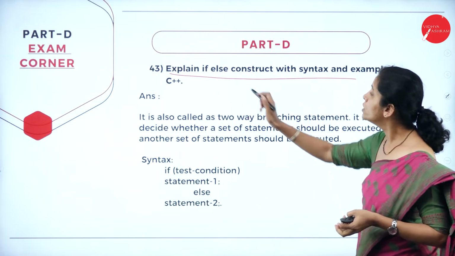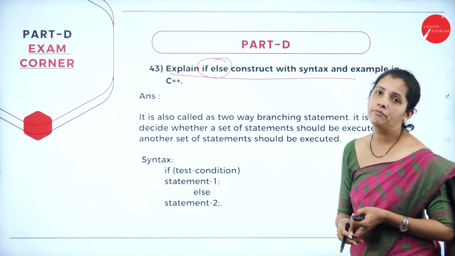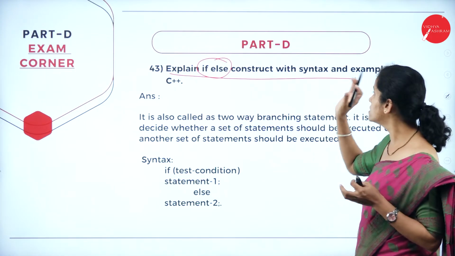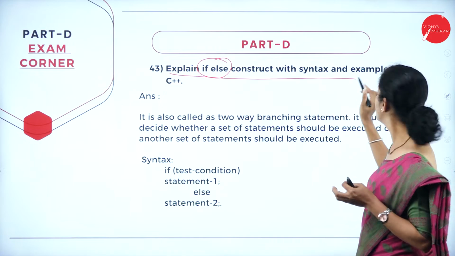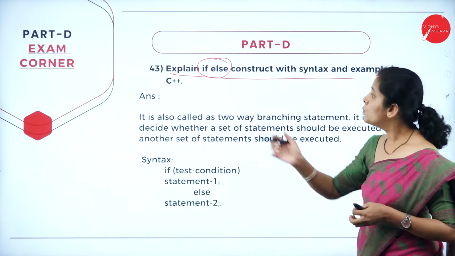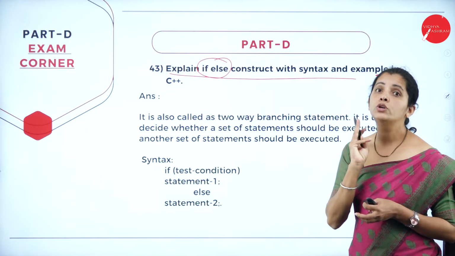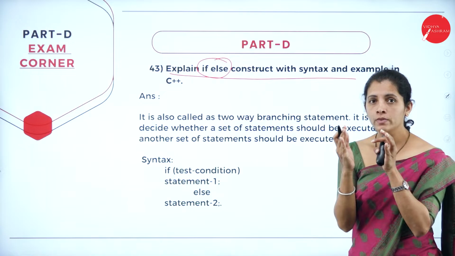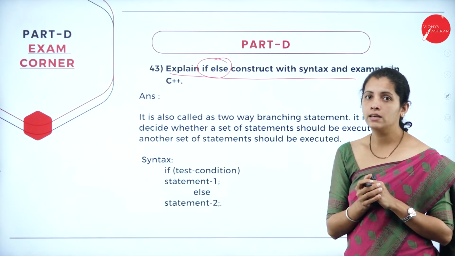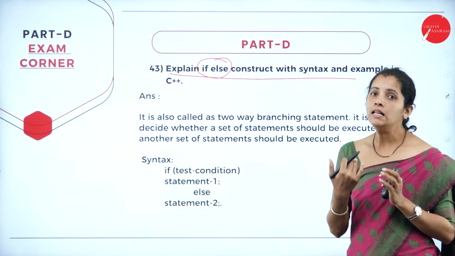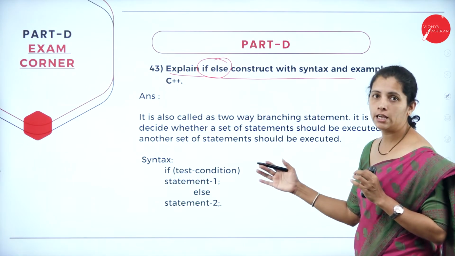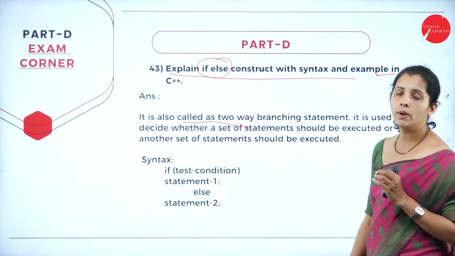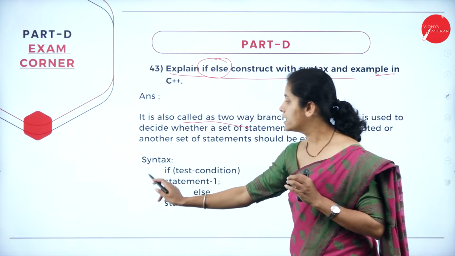Now, I want to use the if else statement in my program. Before that, I want to write this syntax and the example. So what is if else? It is called two-way branching. I have an if condition. If that condition is true, then I have a block of statements. Else, I have the else part, that is the false statement. So here I have two-way branching. For that reason, it is called two-way branching, and this is the example.